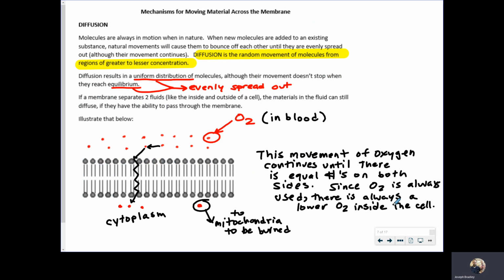So diffusion, how does it actually work? One of the things you need to realize is that these materials, like oxygen, aren't being moved through by anything. They are moving on their own. All materials are moving. All the molecules that make up your body are in motion. You just can't tell, because they're so tiny.